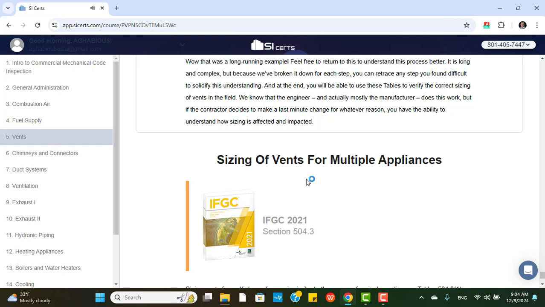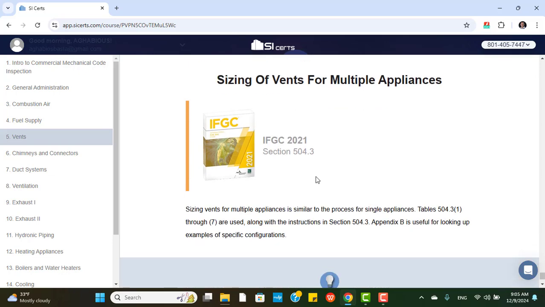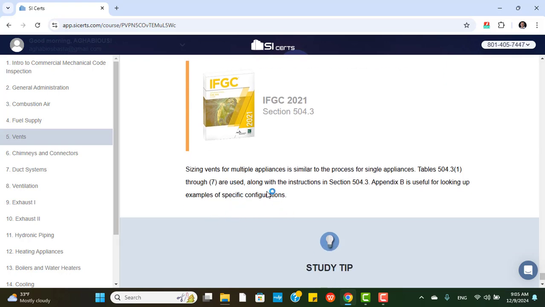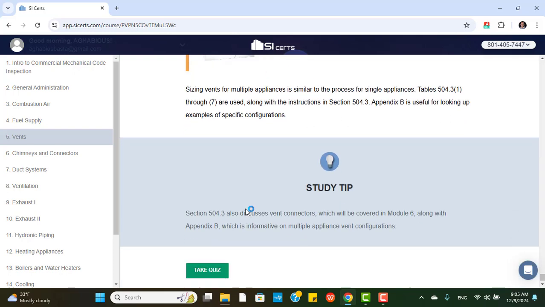Sizing of vents for multiple appliances. This is International Fuel Gas Code 2021, Section 504.3. Sizing vents for multiple appliances is similar to the process for single appliances. Tables 504.3(1) through (7) are used along with the instructions in Section 504.3. Appendix P is useful for looking up examples of a specific configuration.